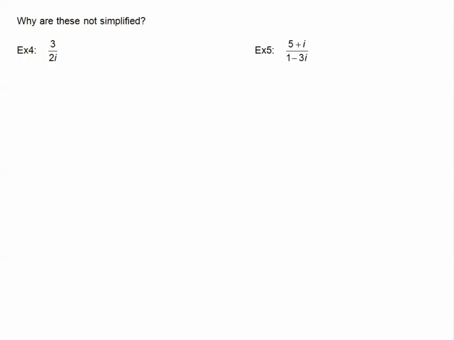Here's our last two examples. My question: why are these not simplified? I don't see any radical in the denominator, do you? Why don't you pause the video and think about this some more? Do you see a radical in the denominator?